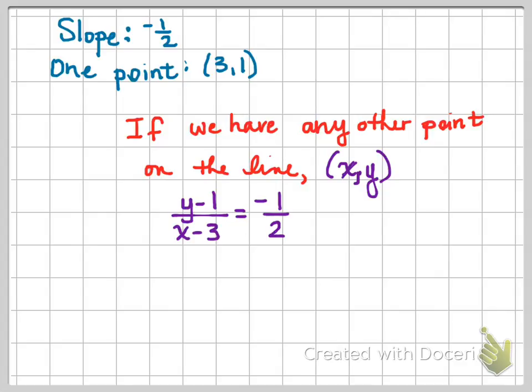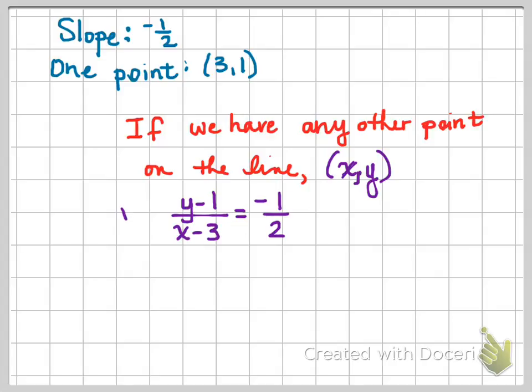So if I wanted to describe all x, y points that are on this line, I would say (y minus 1) over (x minus 3) equals -1/2. And that is true for every single point on this line, except for the point (3, 1), because if I input 3 for x and 1 for y, I get 0 over 0 on the left-hand side. So I want to somehow account for the fact that (3, 1) also works.